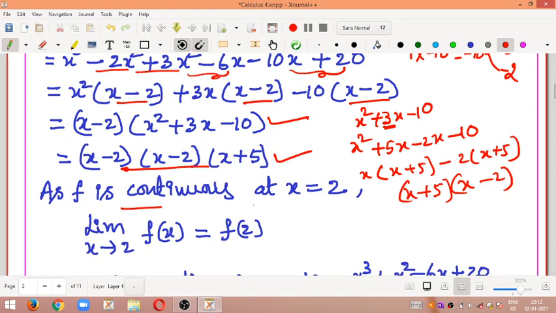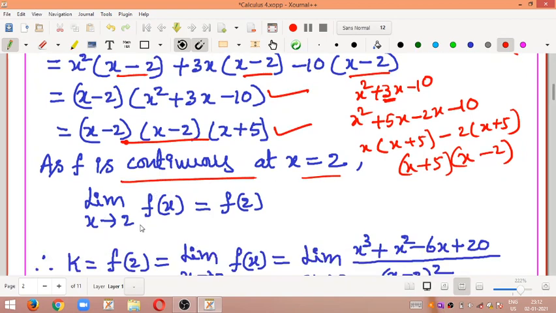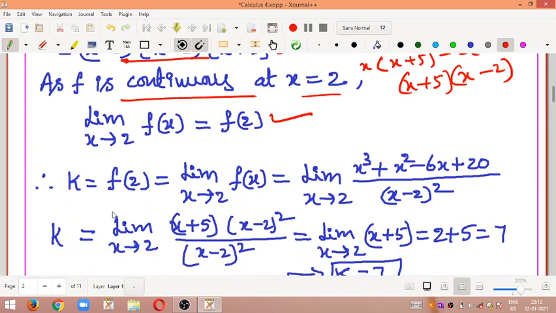As f is continuous at x is equal to 2, we know that continuous means limit as x tends to 2 of f of x is equal to f of 2, the continuity definition. So k is equal to, what do we want? f of 2 we want. So limit as x tends to 2 of f of x is equal to limit as x tends to 2 of x cube plus x square minus 16x plus 20 by x minus 2 whole square.